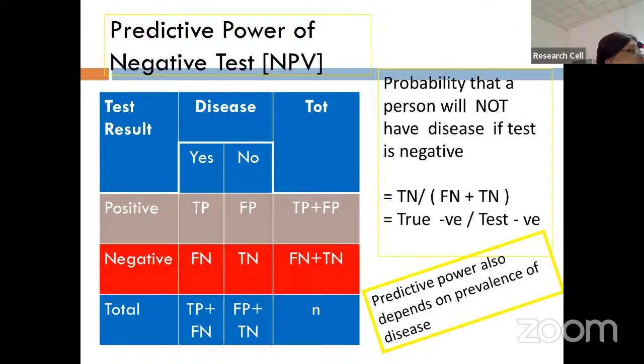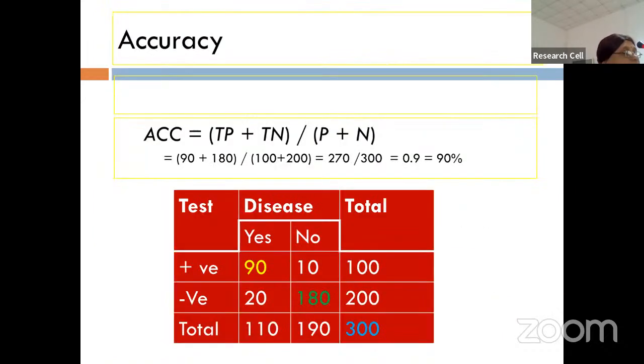The next is the predictive power of a negative test. It is the probability that a person will not have the disease if the test is negative. A 90% predictive power of a negative test means that of the cases showing negative tests, there is a 90% probability that they are not having the disease. So this is the predictive power. It also depends upon the prevalence of the disease.